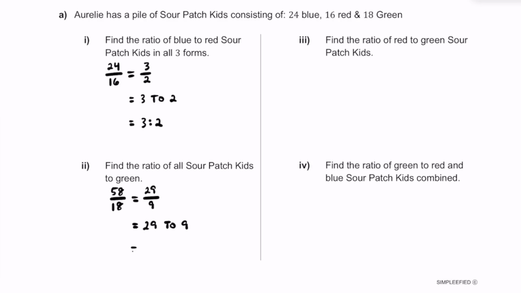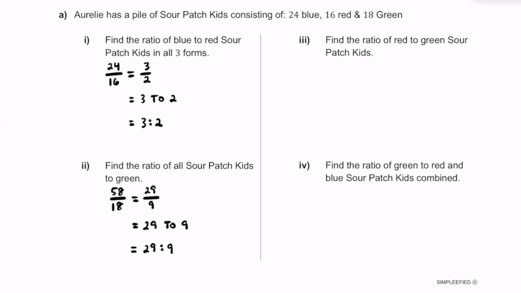And in colon form, you could say there's a ratio of, for every 29 total Sour Patch Kids that Orly has, 9 of them are going to be green. Okay, so that's all three forms. For this third example here, it says find the ratio of red to green Sour Patch Kids. It doesn't say write in all three forms, so you can pick a form of your choice. I'm going to use a colon here.